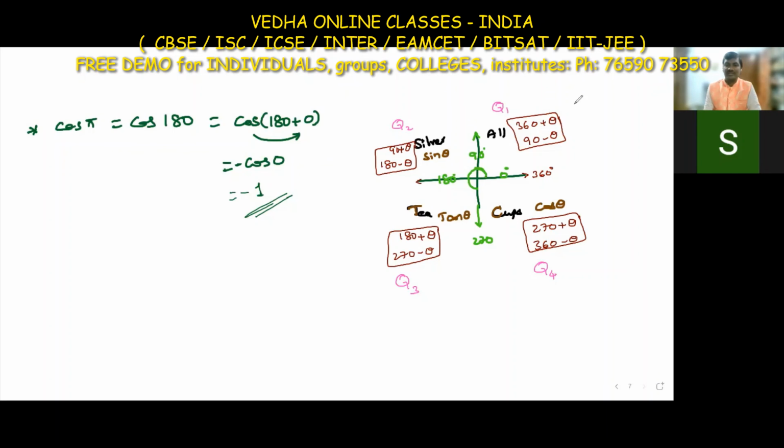Not only this, we have to write the others also. Here the sine reciprocal is cosecant, and cosecant theta is also positive in this. Tan reciprocal is cot theta, positive in this. Cos reciprocal is secant, and secant theta is positive in this. We'll find out a few values also, and I'll give some examples. I'll explain clearly. Is it clear?